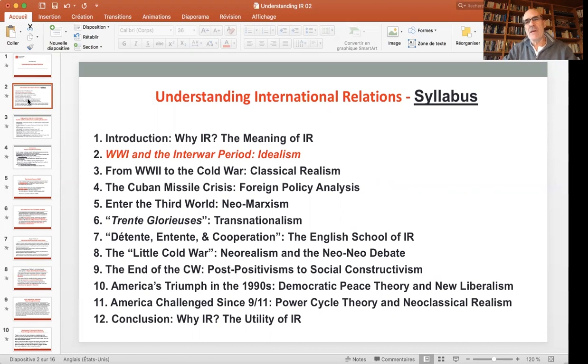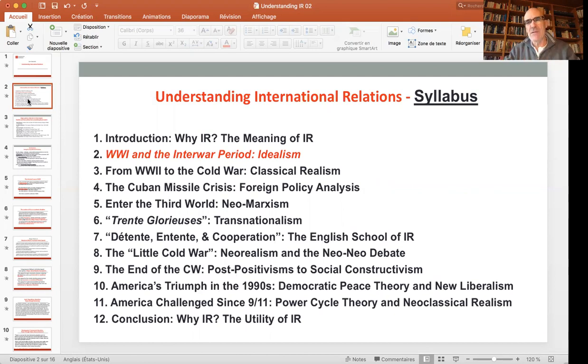Such theories, ladies and gentlemen, asking how questions and why questions, describing and explaining, have been existing for roughly 100 years now, and more specifically since 1919, when the discipline was created in the United Kingdom. There had been courses of international relations, notably in American universities before World War I, but within departments of political science.